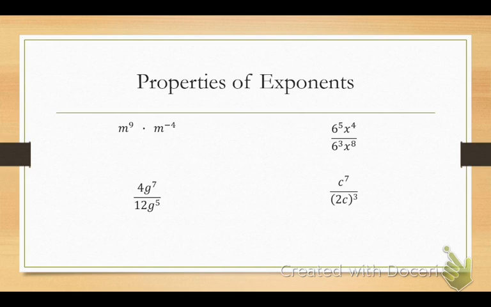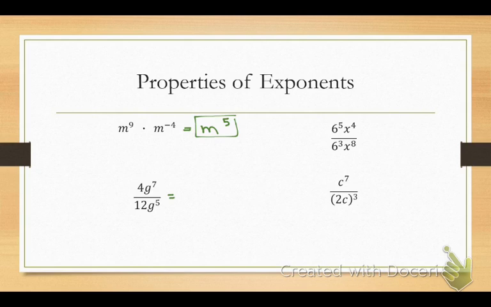Okay, Connor, what'd you get for the first one? Very good. M to the 5th. Product of powers says I add my exponents. 9 plus negative 4 is 5. So m to the 5th power. All right, now let's come over here and do our 6s. Did you do this one? Okay, all right. Tell me what that one is.